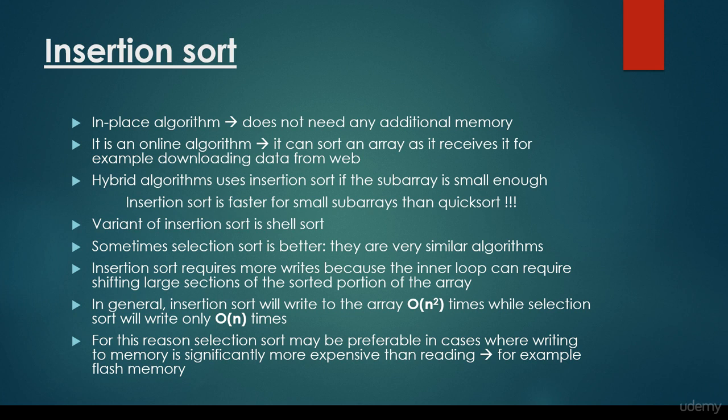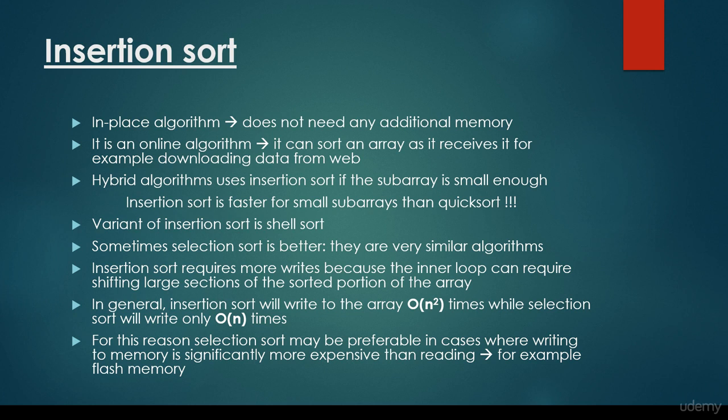Okay, so a good question is what to use. Selection sort and insertion sort are quite good algorithms for small arrays. They are very similar algorithms, but insertion sort requires more writes because the inner loop can require shifting large sections of the sorted portion of the array. So in general, insertion sort will write to the array O(n squared) times, while selection sort will write only O(n) times. So as you can see, selection sort is going to be better in this aspect.